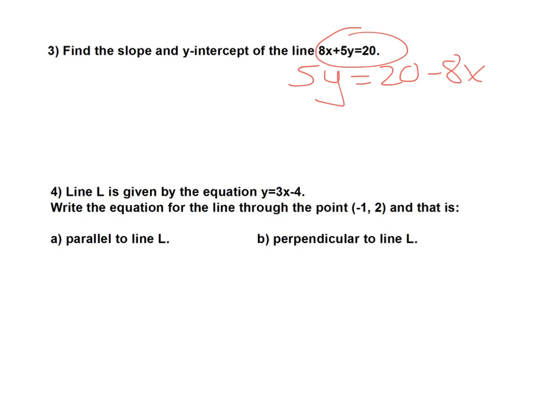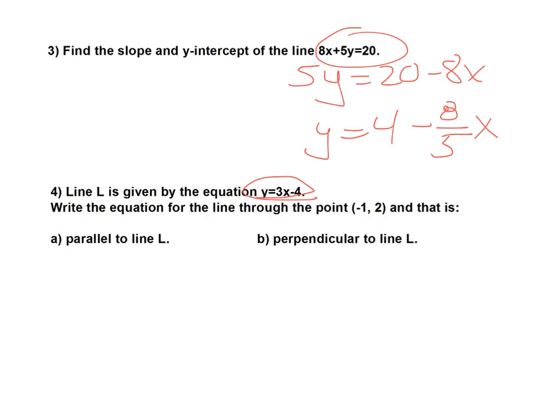subtract 8x from both sides. Next thing, divide by 5. You can change it to a fraction or a decimal if you really want, but it seems silly when you could just leave it like that. All right, so we've got this line with this equation right here, 3x minus 4.